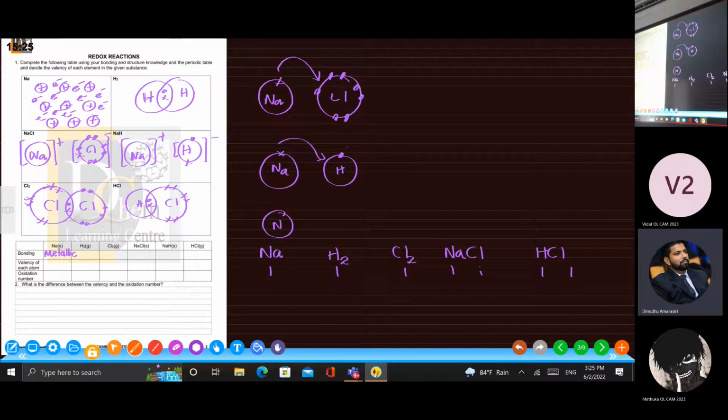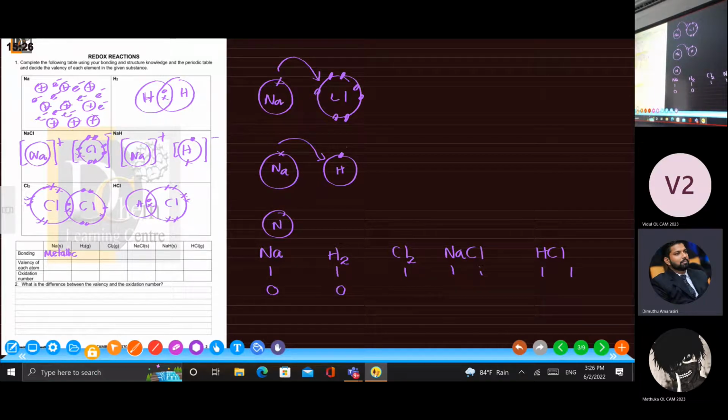You get my point? Therefore, we need some more advanced concept. That's why we are going to introduce a new topic called oxidation numbers. Now I'm going to put in the oxidation numbers. Have a look at this. Sodium's oxidation number in sodium metal is 0. Don't worry, but what you need to do is try to understand the pattern.